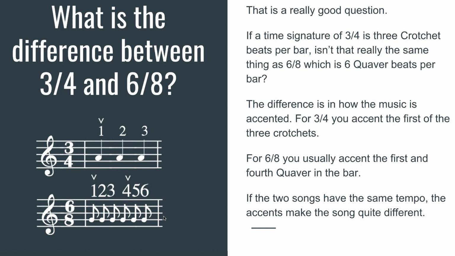And where that accent sits is really important, because you could actually accent 6/8 in different ways, on different beats. So the accent is really important. And in 6/8, generally, it falls on the first and the fourth beat. In 3/4, the accent is generally on the first.